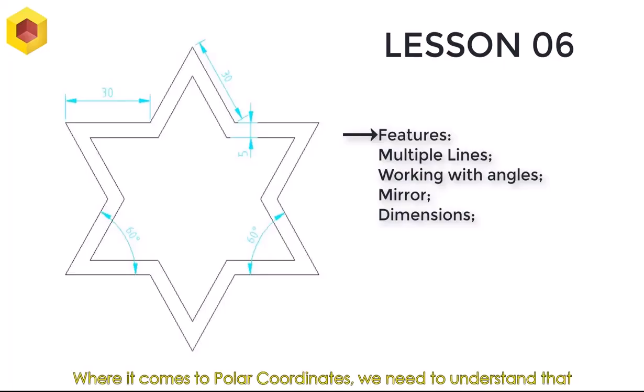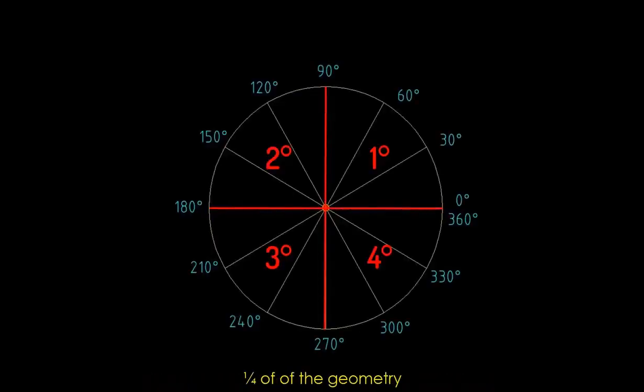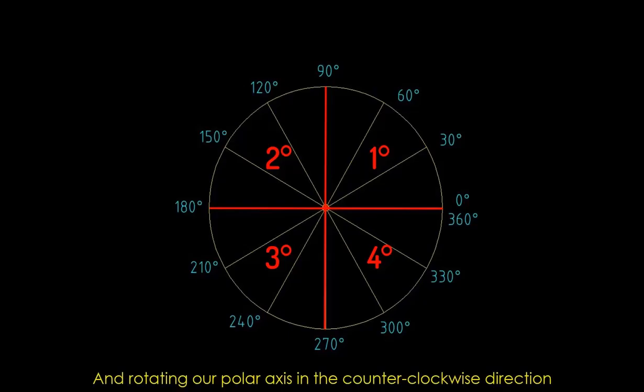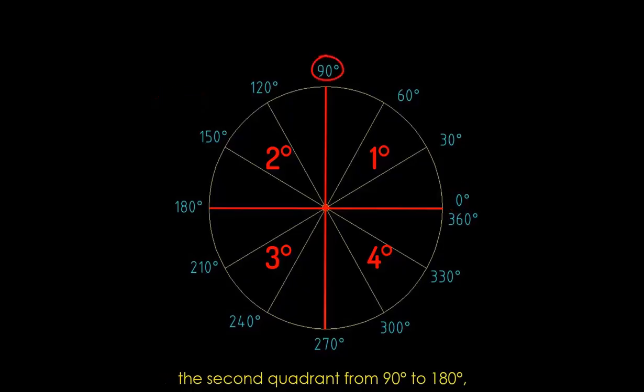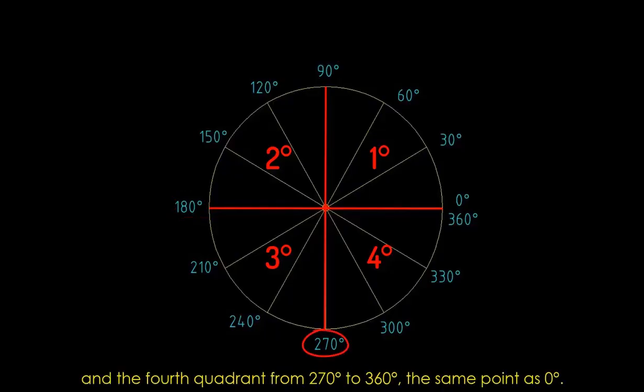When it comes to polar coordinates, we need to understand that there are 4 quadrants in a circle, representing 1/4 of the geometry. And rotating our polar axis in the counterclockwise direction, we'll have the first quadrant from 0 to 90 degrees, the second quadrant from 90 degrees to 180 degrees, the third quadrant from 180 degrees to 270 degrees, and the fourth quadrant from 270 degrees to 360 degrees. The same point is 0 degrees.